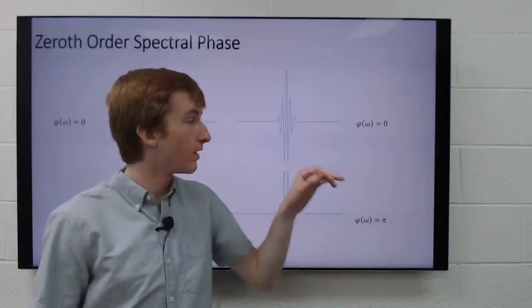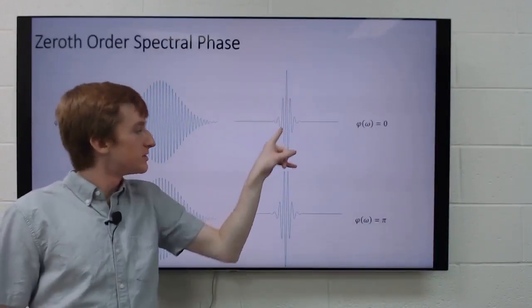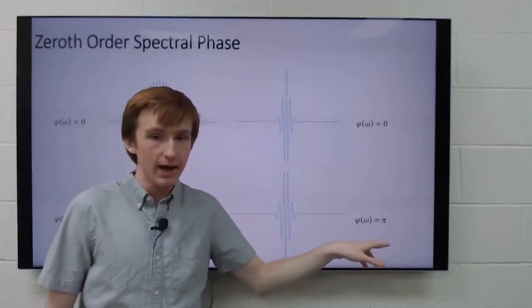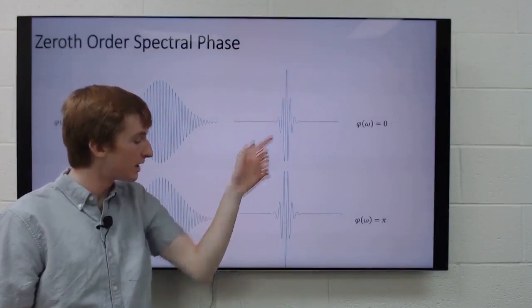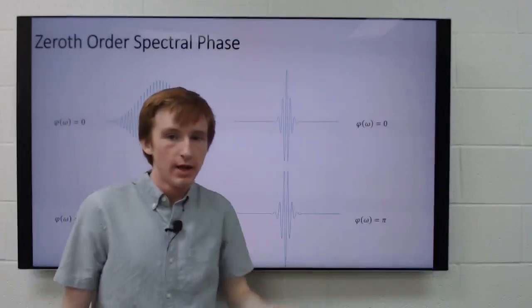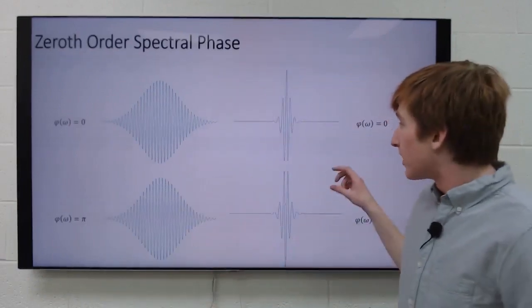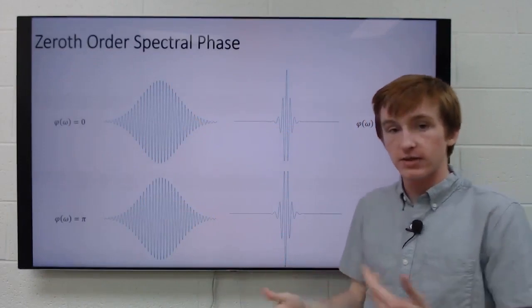And here's, for example, a shorter pulse, phi of omega equal to 0. You can see you have a huge peak at time 0, and then we have phi of omega equal to pi. You've shifted the phase, and now that big spike in electric field is negative. And you think if you apply pi again, it would go back up. Now notice how the envelope is all the same. It's just that you've changed the phase within the envelope.